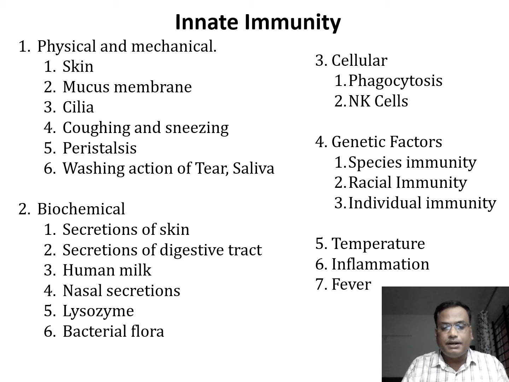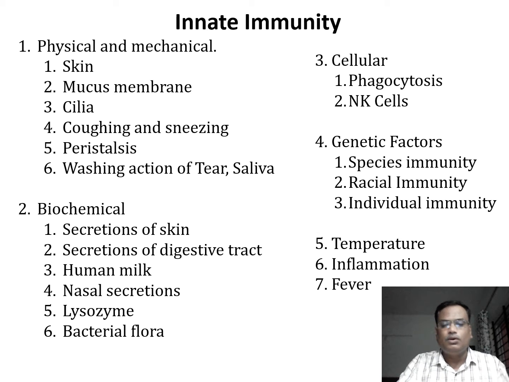So, racial immunity. Now you know that in humans there are different types of races like the African race, European race, Asian race, etc. Some races have particular or specific immunity against some diseases. For example, the African population is immune to malaria. It's mainly because of sickle cell anemia, but they have natural resistance against malaria.